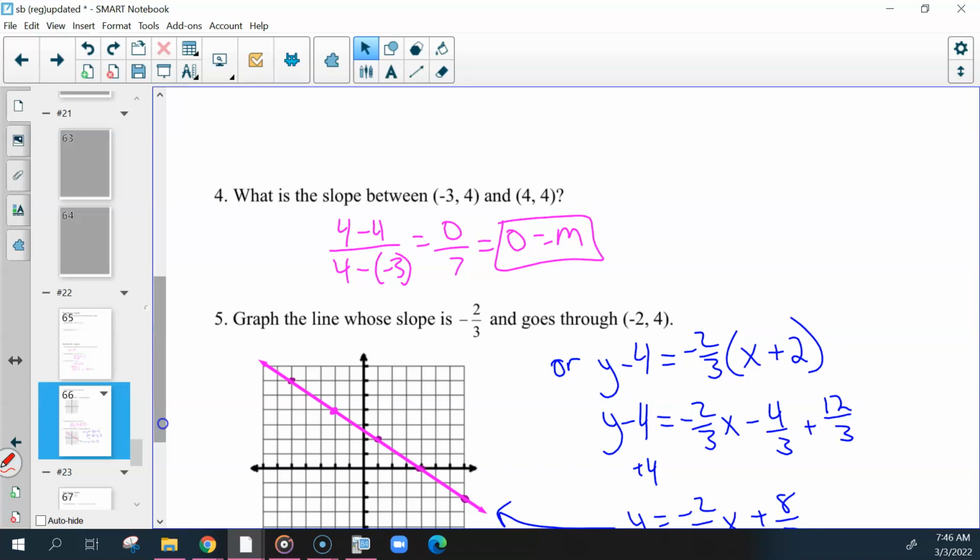Number 4, this was going back to slope. Find the slope between these 2 points. So we needed to subtract 4 minus 4 over 4 minus a negative 3. We would have got 0 over 7, which just simplifies to be 0.